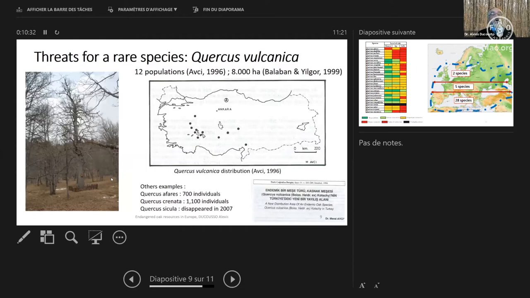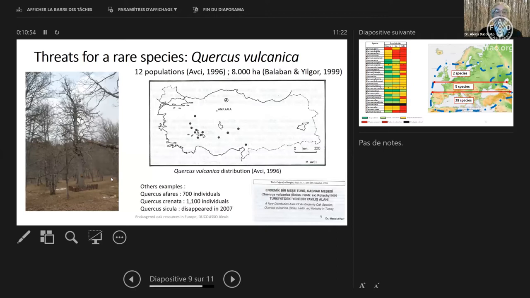We have other examples in this zone. With Quercus afares, only 700 individuals remain. With Quercus crenata, 1,100 individuals remain. Quercus sicula disappeared in 2007.